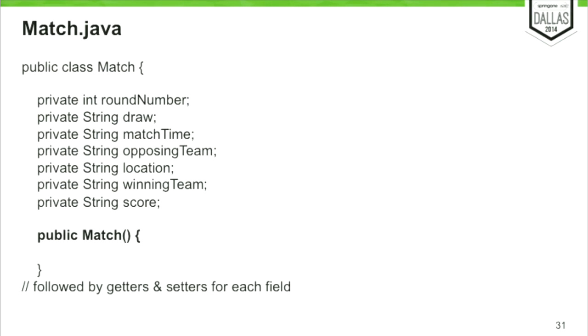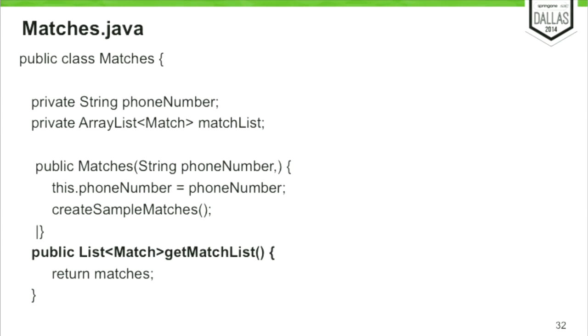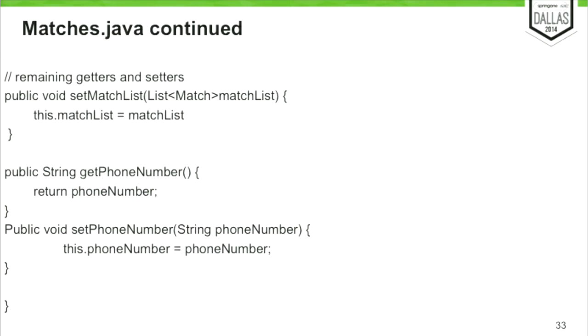Okay, and so now our domain objects, we have the match object, which has the round number, the name of the draw, the main, the Consolation, reprieve, the match time, opposing team, location, winning team, and of course score, and anything else we need to do. And then we have our getters and setters, so that's easy enough. The matches contains the list of the matches and the phone number, and again, any pertinent information we'd want to keep about the team. And it's getters and setters.